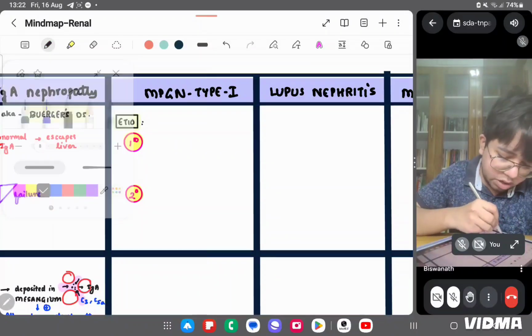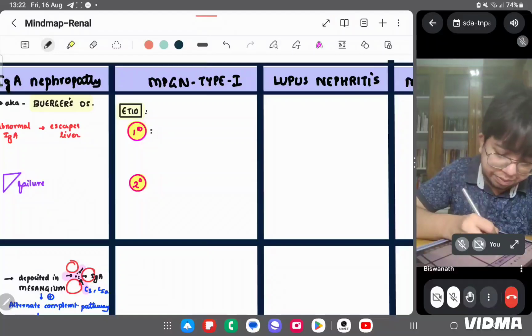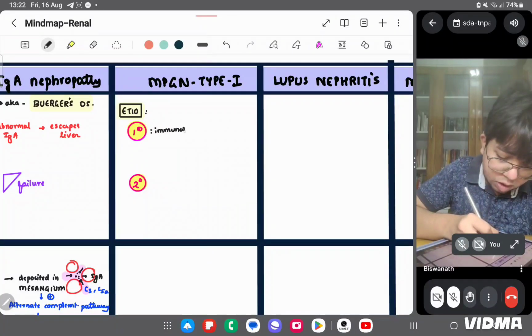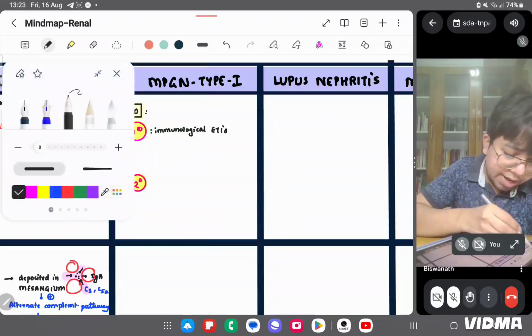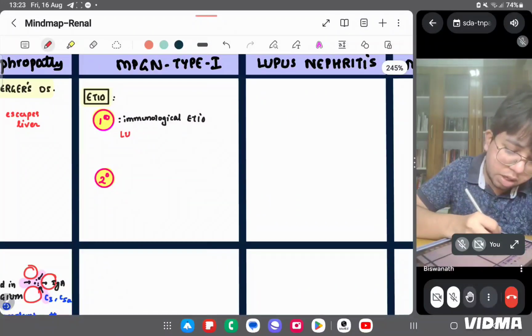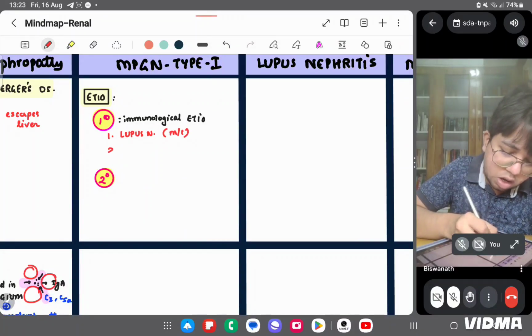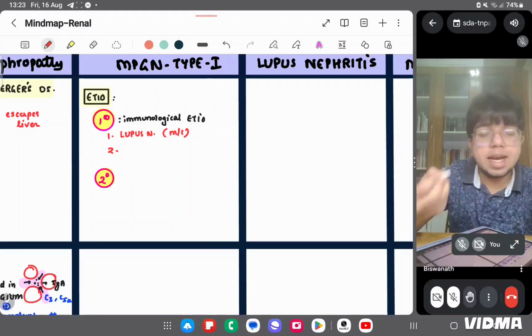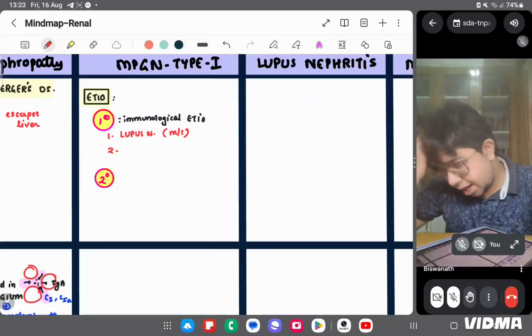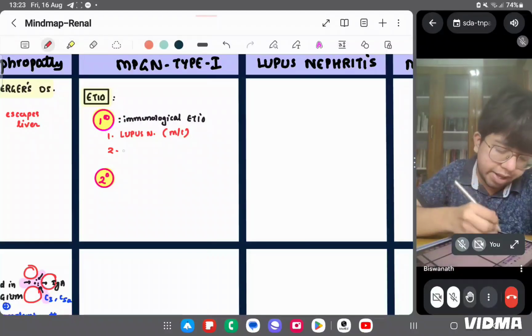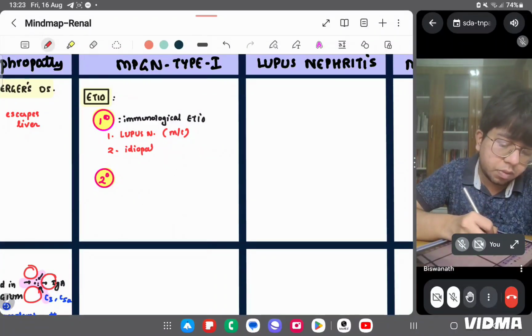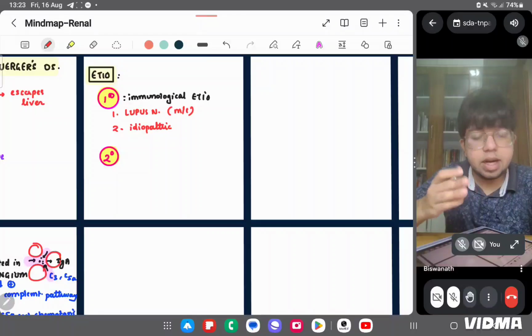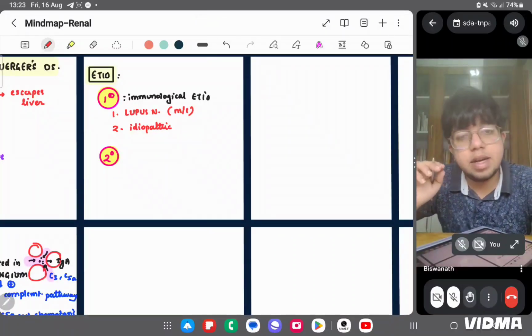So primary etiology is an immunological etiology, where lupus nephritis is the most common. It may be associated with some conditions, or it may be of unknown cause, idiopathic. Then it may be secondary.